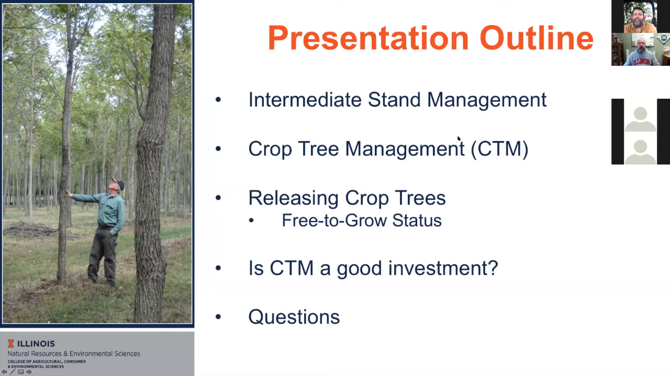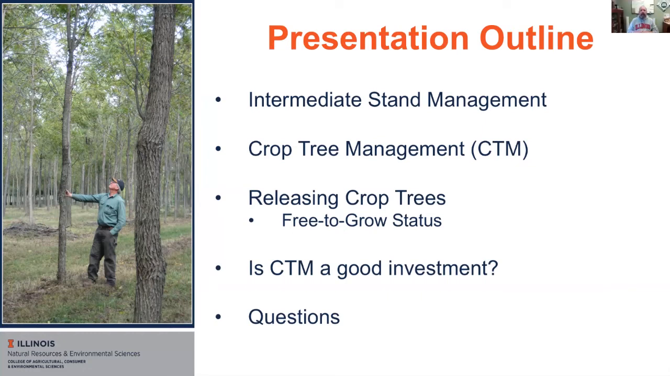So today's outline, basically, we're going to talk about intermediate stand management, the definition of what intermediate stand management is, talk obviously about crop tree management definitions, and then go into the nuances, how we go about releasing crop trees. We'll talk about free to grow status. And then we'll culminate with, is crop tree management a good financial investment? Do you generate a good internal rate of return by implementing crop tree release? So with that, I'm gonna go ahead and stop my video and then proceed with the presentation.